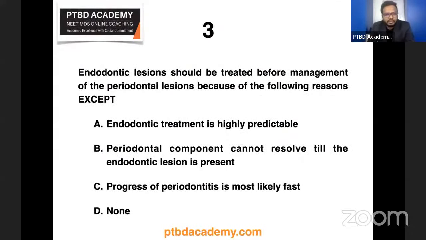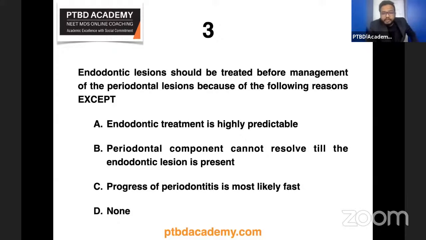Yeah. So third question: endodontic lesions should be treated before management of periodontal lesions because of the following reasons except. Option A, endodontic treatment is highly predictable. Option B, periodontal component cannot resolve till the endodontic lesion is present. Option C, progress of periodontitis is most likely fast. Option D, none of the above. So which one do you think is the right answer?